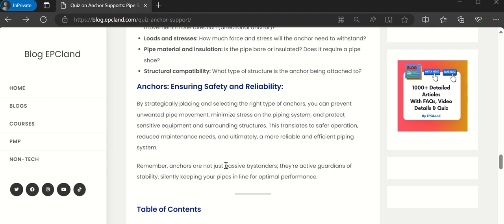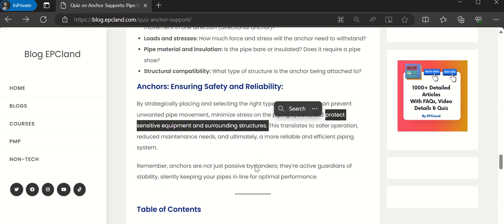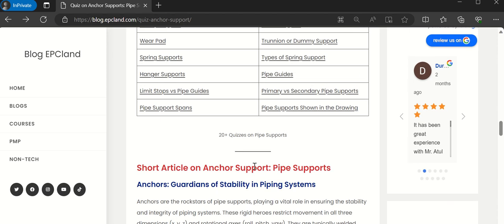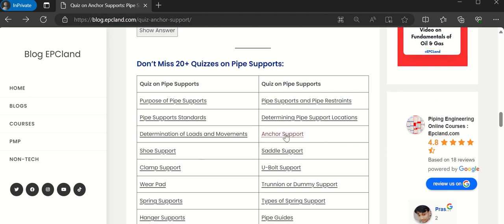These anchors ensure safety and reliability. They add extra stability to the system. We can prevent unwanted pipe movement, we can minimize the stresses in the piping system, and we can protect sensitive equipment and surrounding structures. So this is how anchor supports are important in a piping system. So this was something about anchor supports.